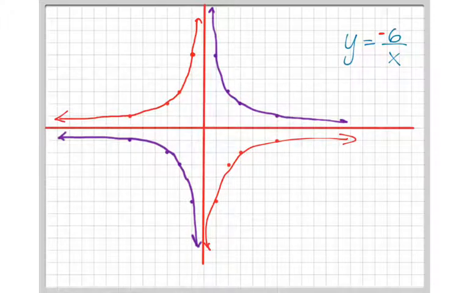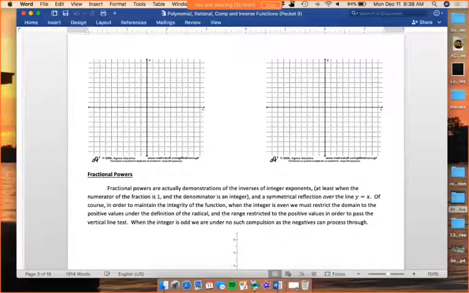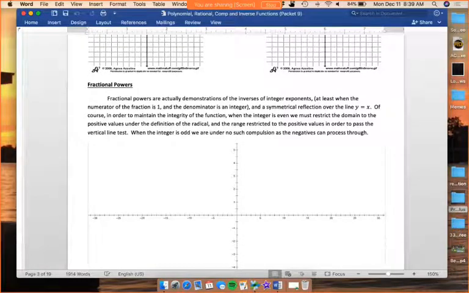And if we had an even exponent where both the branches were above, then when I throw a negative in there, they're going to both be below. It's going to flip them upside down. Are there any questions on this? On these integer powers? All right.